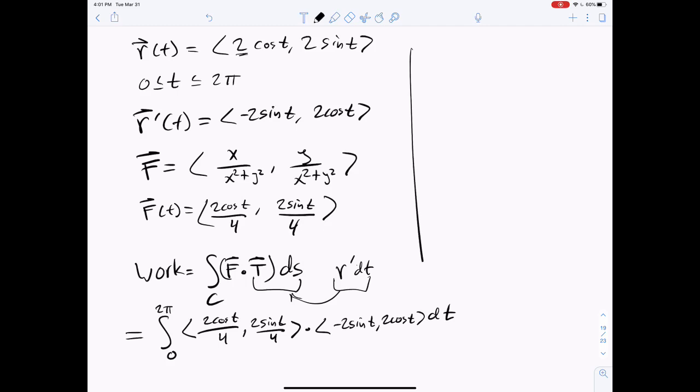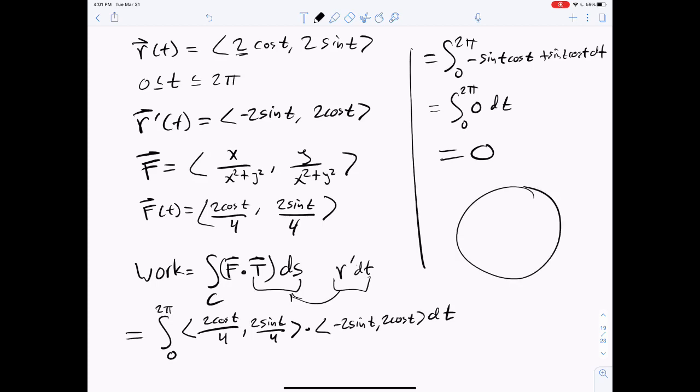And so now it's really just a Calc 1 integral. It turns out to be negative 4 over 4, that's negative 1, so negative sine of t cosine of t, plus 4 over 4 is 1, so plus sine of t cosine of t dt, but that's actually just 0 dt from 0 to 2 pi. And the integral of the 0 function is just 0. Oh, so how come we got 0 here?